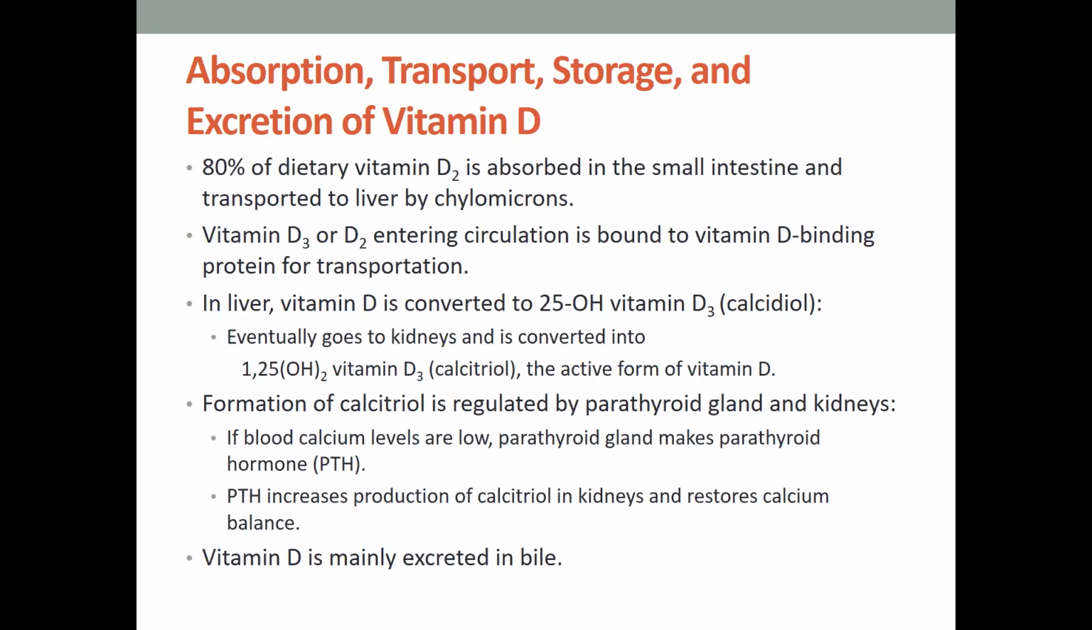So this is a regulated process. The formation of calcitriol is regulated by your parathyroid gland and your kidneys. If your blood calcium levels are low, your parathyroid gland makes parathyroid hormone, and that parathyroid hormone increases production of calcitriol in the kidneys and restores calcium balance. In terms of getting rid of vitamin D, it's mainly excreted in your bile.